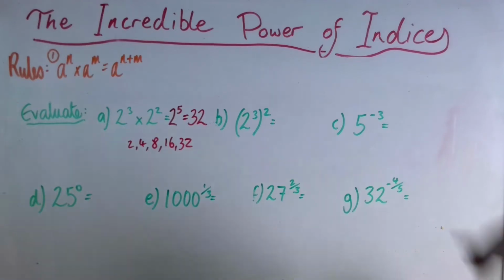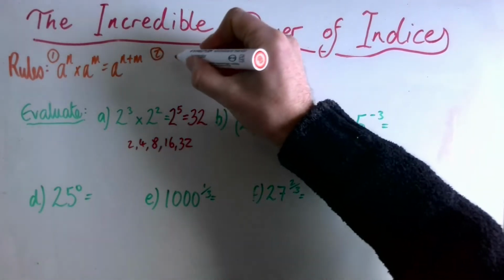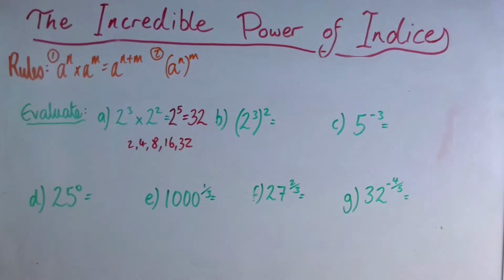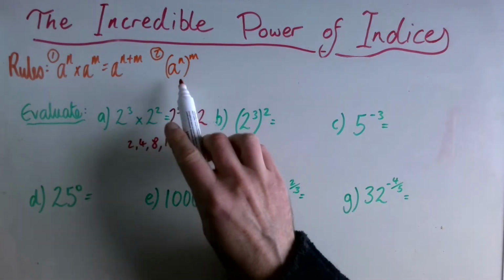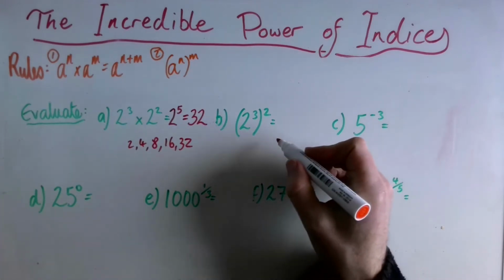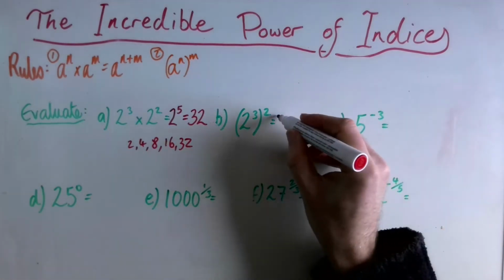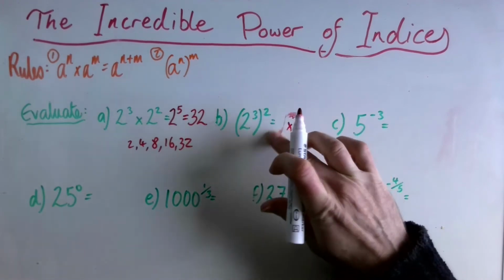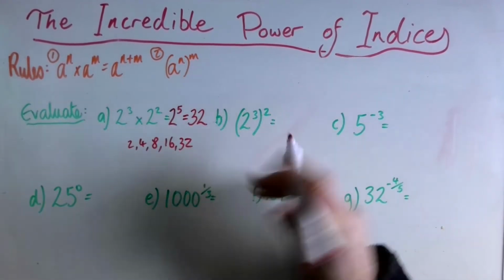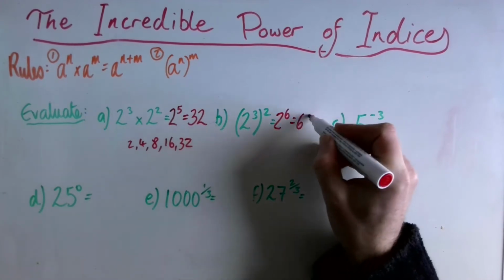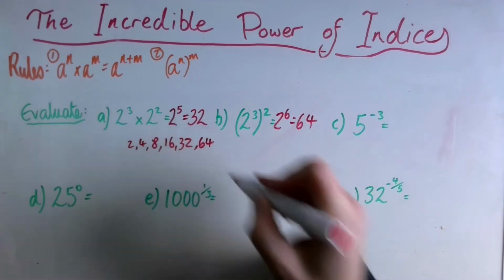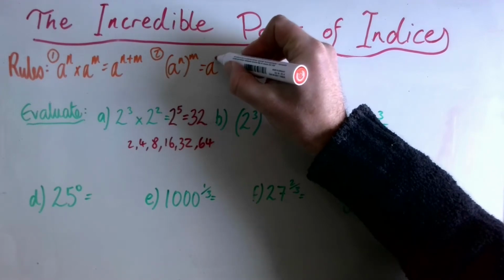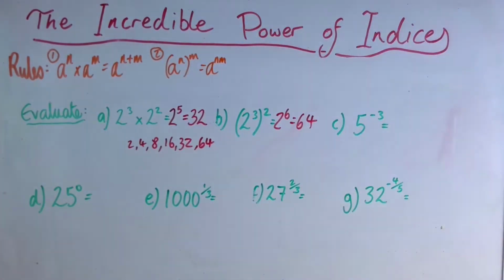Now, a new rule: when we've got a bracket, we multiply them, because if you think about it, that's going to mean that we're going to times that by itself that many times. So 2 to the power 3 squared is the same thing as saying 2 to the power 3 times 2 to the power 3, which gives you 2 to the power 6, and 2 to the power 6 is 64, because that's double your 32. So our rule there is that a to the n all to the m gives us a to the n times m.